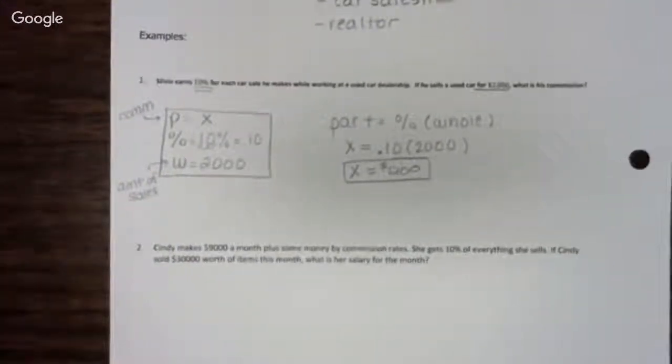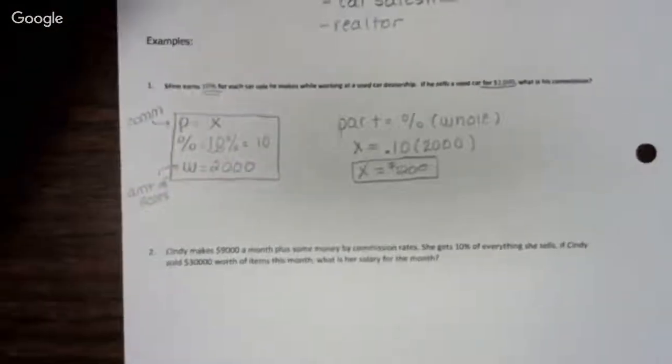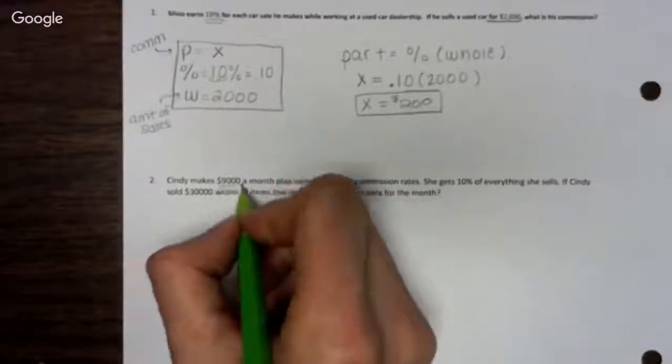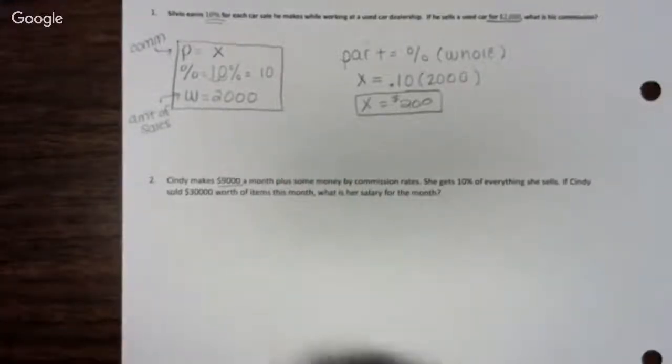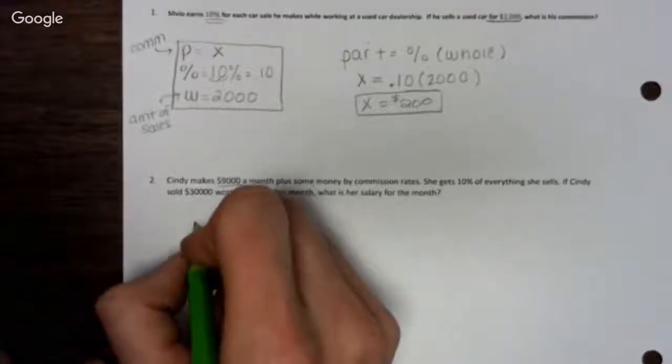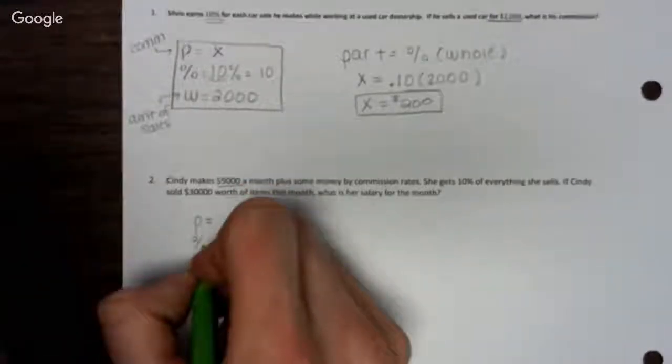All right, so let's look at number 2. Cindy makes $9,000 a month plus some money by commission rates. She gets 10% of everything she sells. So if Cindy sold $30,000 worth of items this month, what is her salary for the month? So in this problem, she makes $9,000 a month. That's a base salary, like nothing affects that. She will make that automatically. She also gets commission. So let's figure out how much commission she's earning this month.